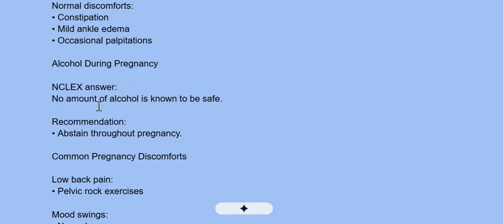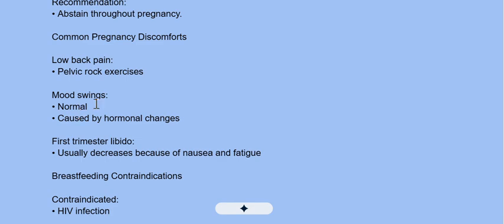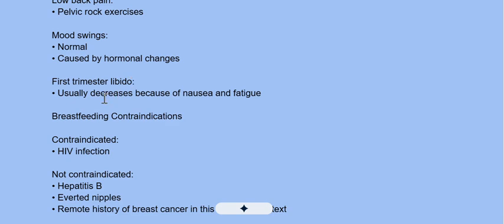Answer: no amount of alcohol is known to be safe. Recommendation: abstain throughout pregnancy. Common pregnancy discomforts: low back pain, relieved by pelvic rock exercises. Mood swings are normal, caused by hormonal changes. First trimester libido usually decreases because of nausea and fatigue.